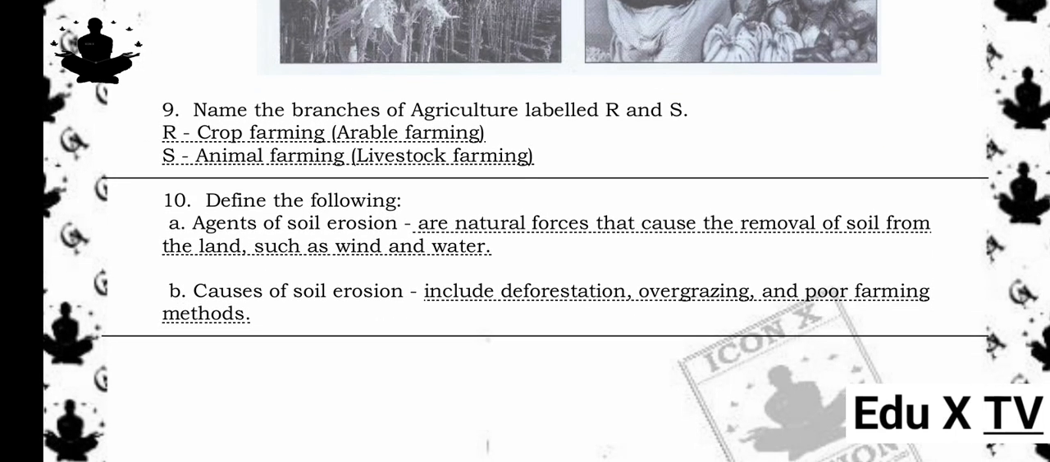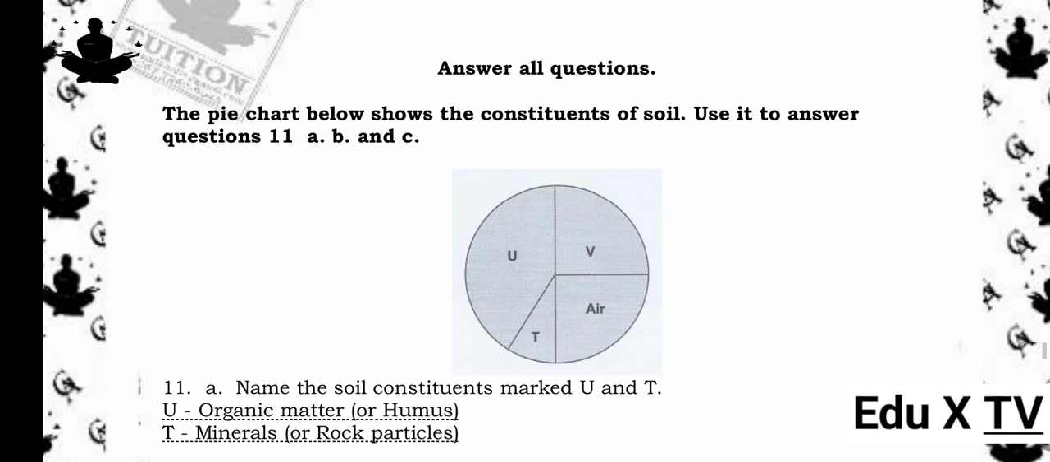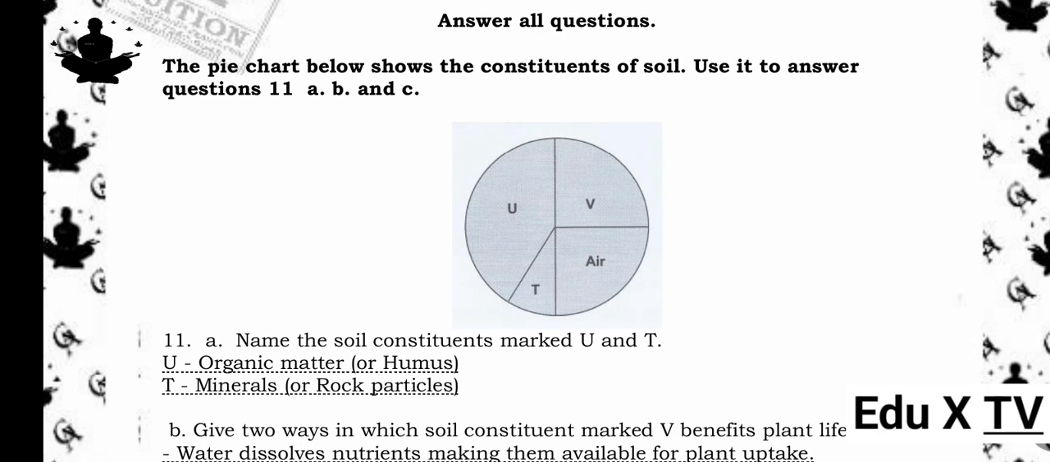10. Define the following. A. Agents of soil erosion are natural forces that cause the removal of soil from the land, such as wind and water. B. Causes of soil erosion include deforestation, overgrazing, and poor farming methods. Answer all questions. The pie chart below shows the constituents of soil. Use it to answer questions 11a.